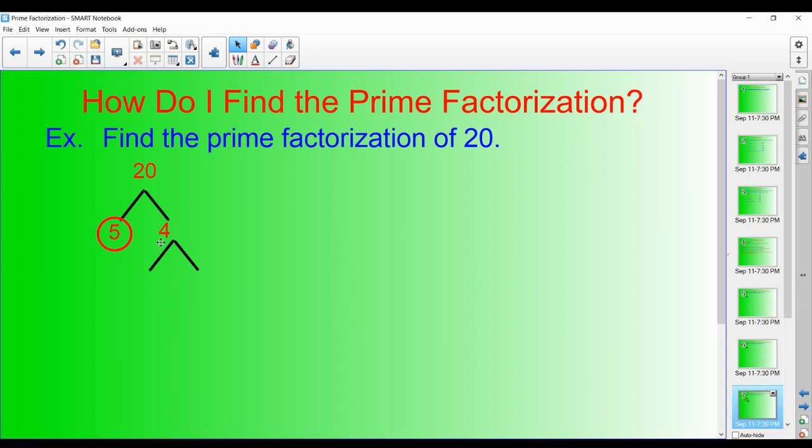But in this case, only 4 is composite. So 5 we're done with. 4 we continue on, and we break it down into 2 and 2. And I circle them both because those are both prime. So the prime factorization of 20 is 2 times 2 times 5. And we tend to write it as an exponent problem, so 2 squared times 5. Both ways are correct, but the one on the right, 2 squared times 5, looks a little cleaner than 2 times 2 times 5.